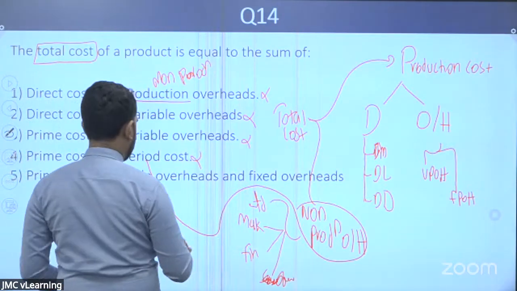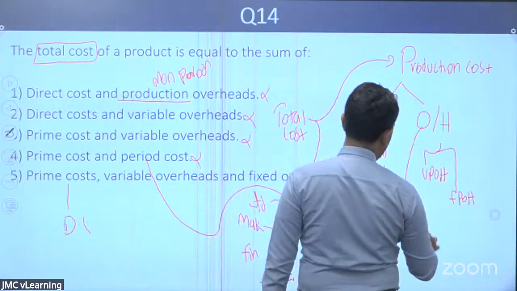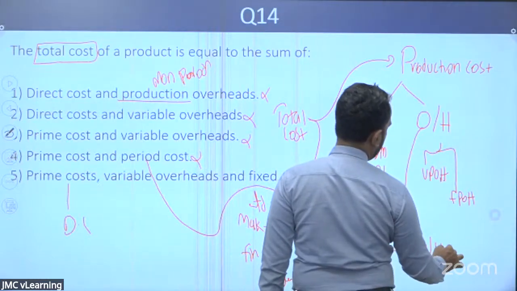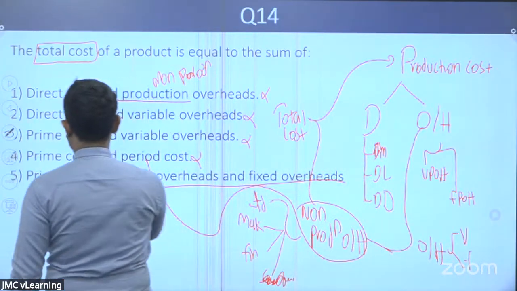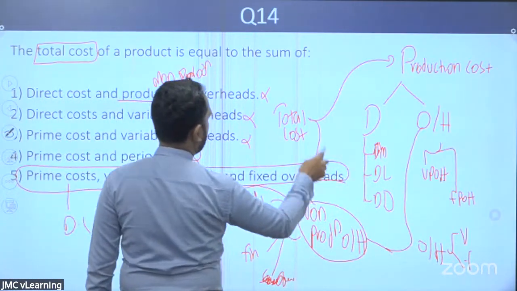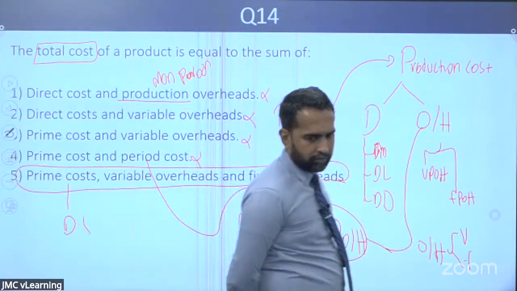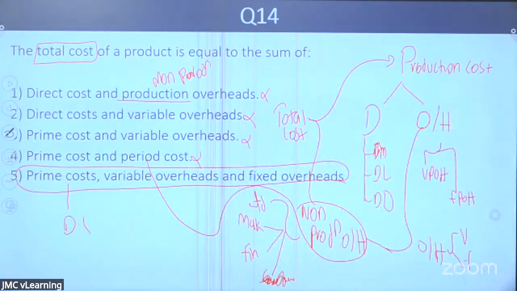So these production and non-production overheads can all be categorized as variable and fixed. So the correct answer would be the fifth one. The fifth one is the correct answer.